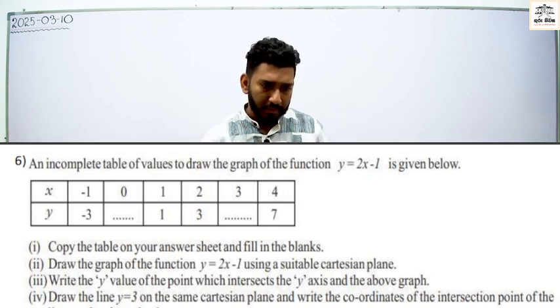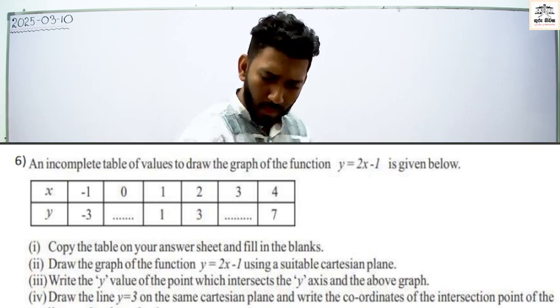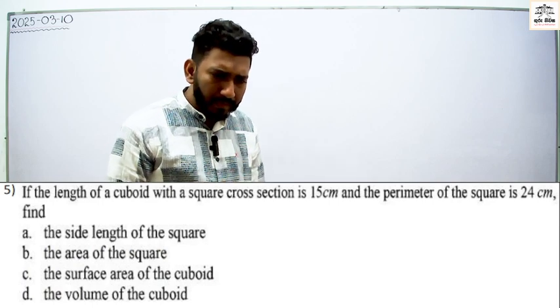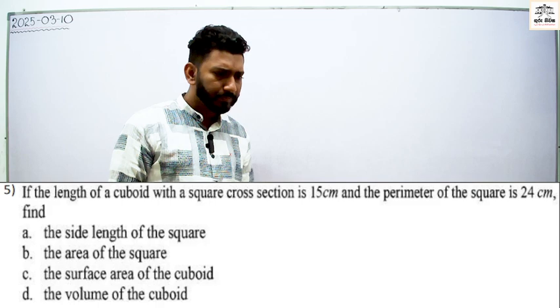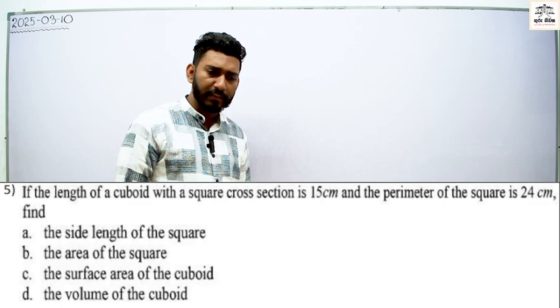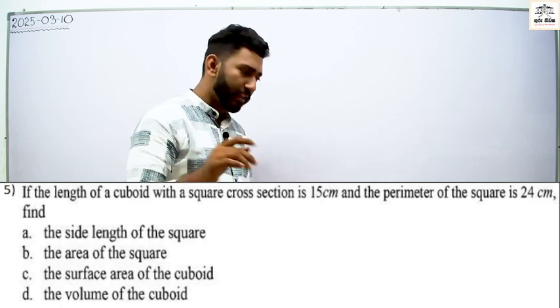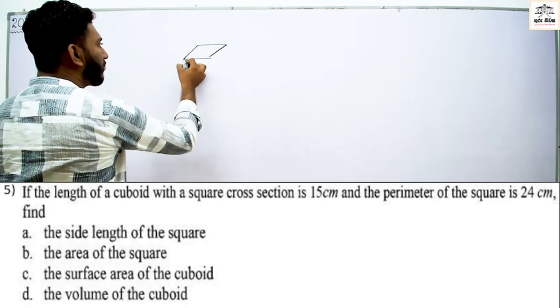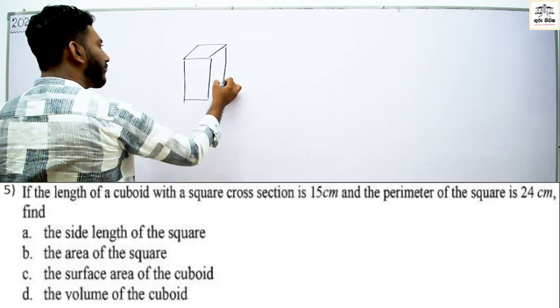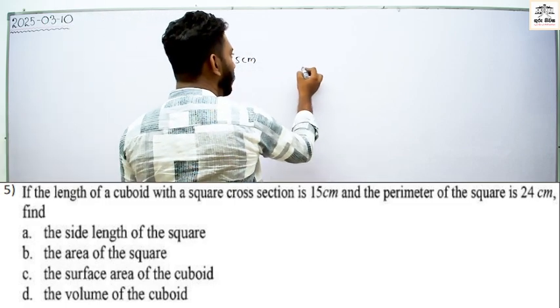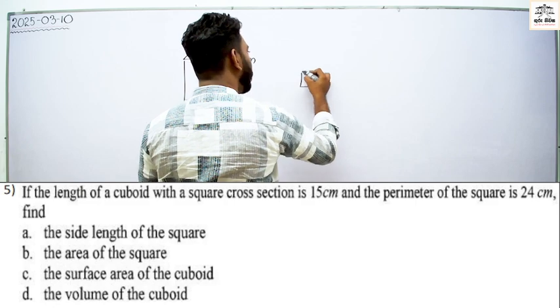Sir, are length and height two different terms? In question D, the volume of the cuboid. So is length different from height? No. Look at this. That's why I told you the 15 cm is a height in this cuboid, like this shape.